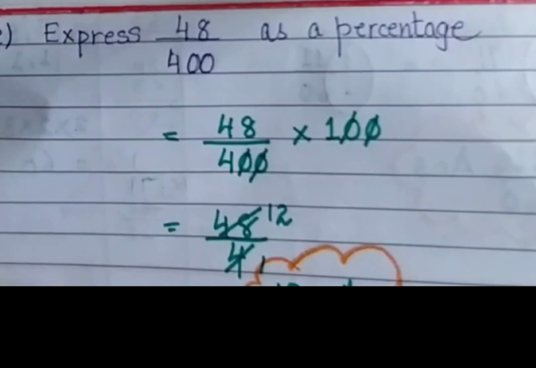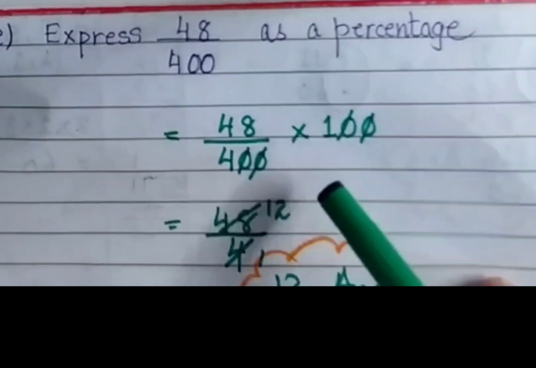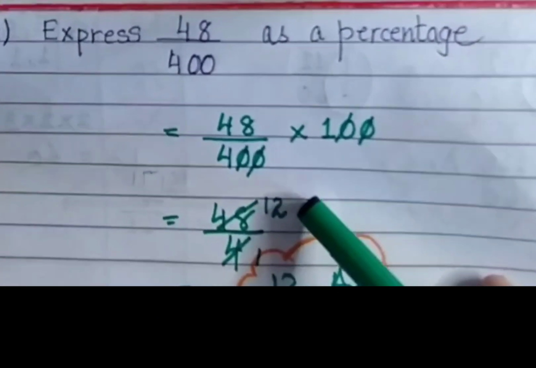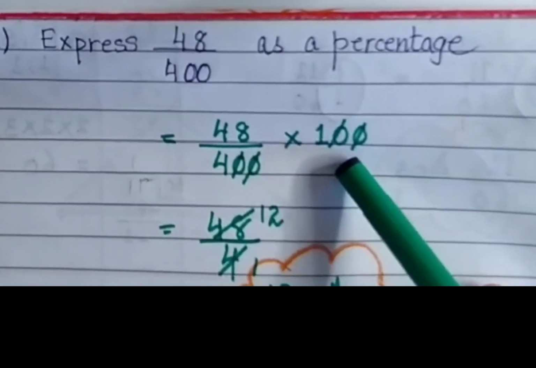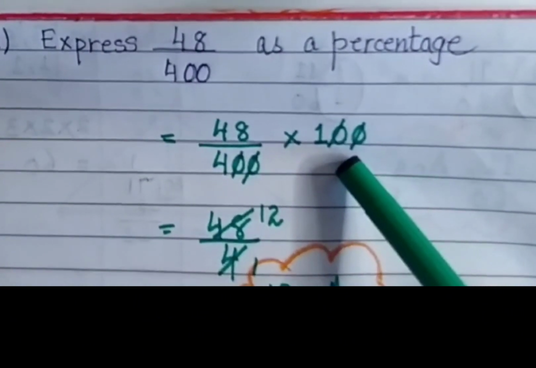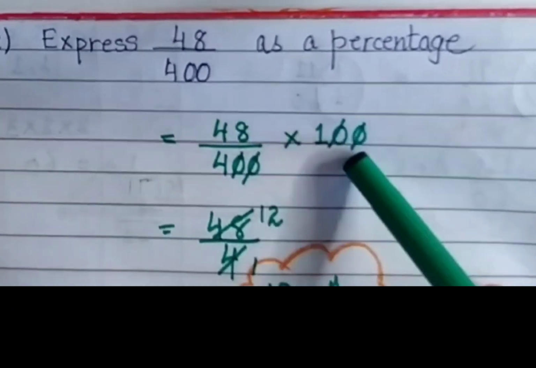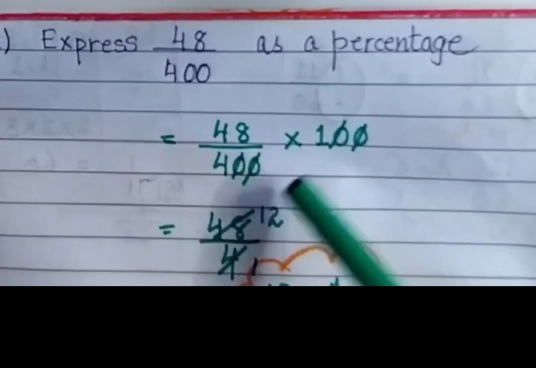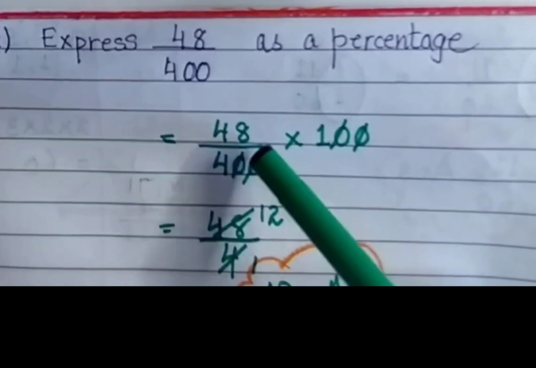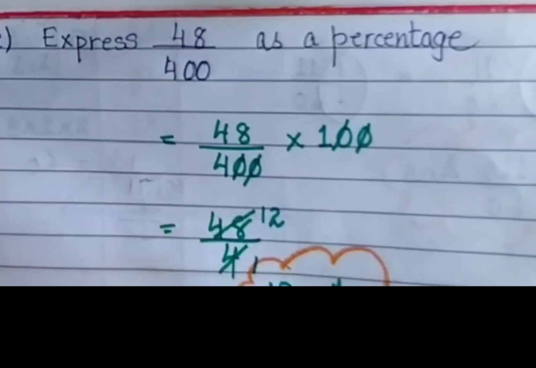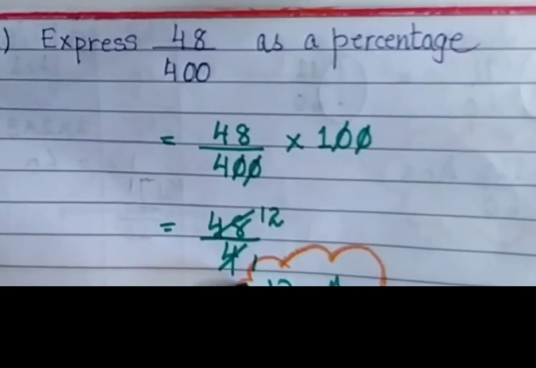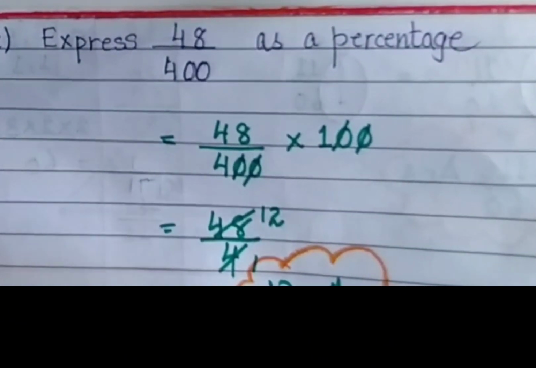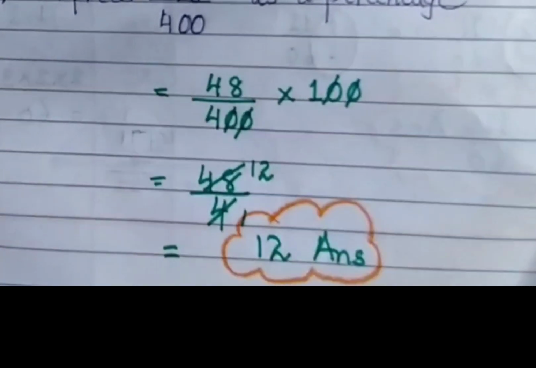Express 48 upon 400 as a percentage. So 48 upon 400 is already given as a fraction here. You will multiply it by 100 because it has asked you to find out the percentage. So we have written 100 here. Cut off the 2 zeros. So what are you left with? 48 upon 4. 48 and 4 can be easily divided by the 4 times table, and 12 will be your answer.